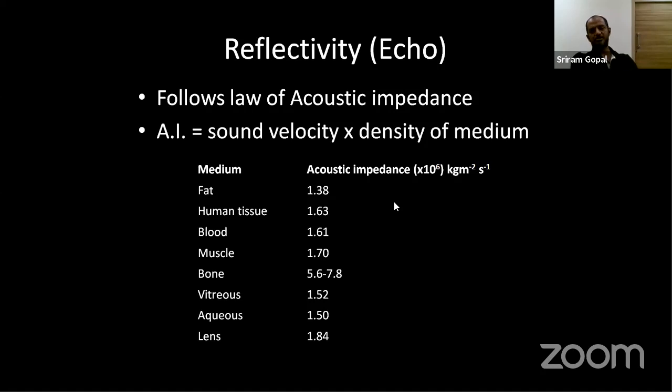The velocity of the sound is only going to be the same except when it keeps going further and further away from the probe. But depending on the tissue, as you can see in the slide, it varies. Bone is the most dense, with almost more than 5 kilograms per centimeter squared. And aqueous and vitreous, all these things, as I told you, are pretty much similar.